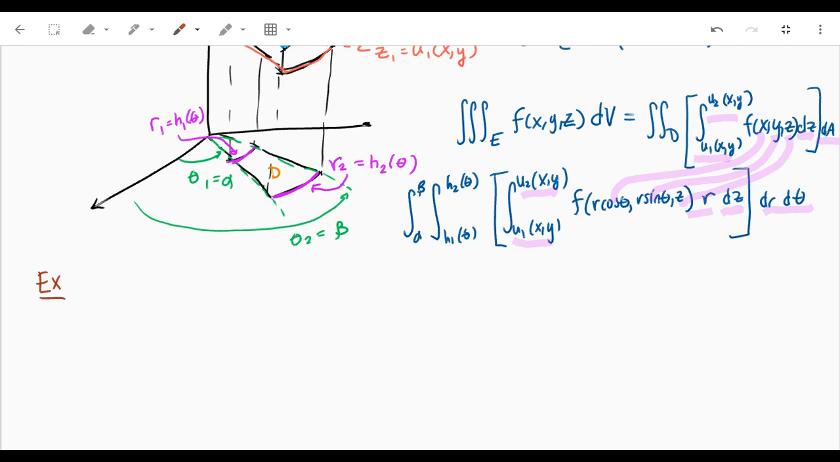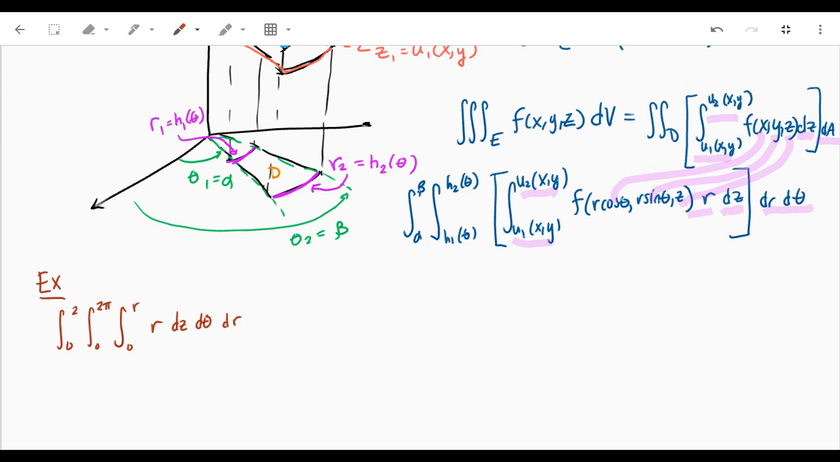This one's number 16 in the book. Okay, so they want the integral from 0 to 2 pi, integral from 0 to r of r dz d theta dr. Now a couple things here. They want us to sketch it and then integrate it.